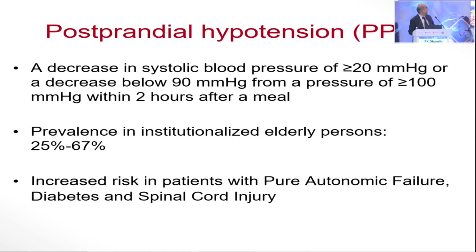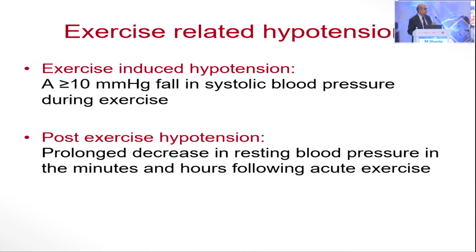Coming to the definition of postprandial hypotension, it is a decrease in systolic blood pressure of more than 20 millimeters of mercury, or a decrease to below 90 millimeters of mercury from a pressure of more than 100, within 2 hours after a meal. That is another entity which should always be recognized and measured, and it has a prevalence of more than a quarter of these patients who are hospitalized. The risk is increased if the patient also has comorbid conditions like spinal cord injury, diabetes, or pure autonomic failure. I'm just running through the definitions and then I'll come to the main crux.